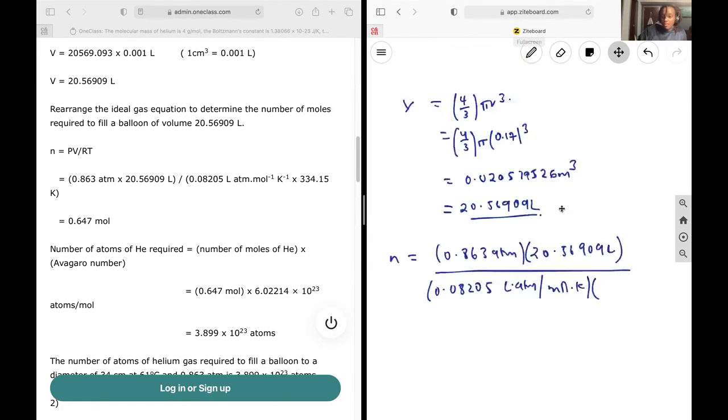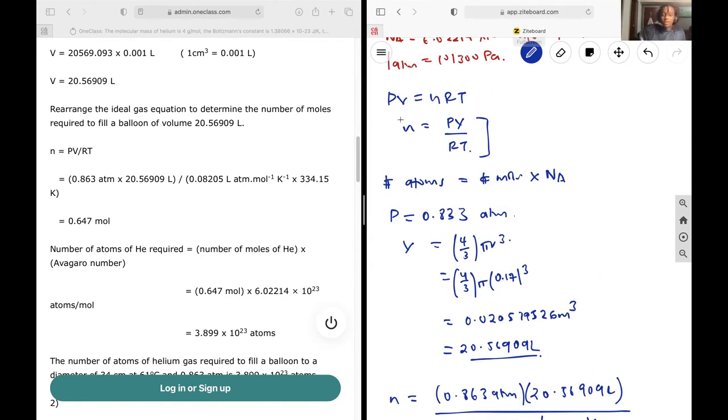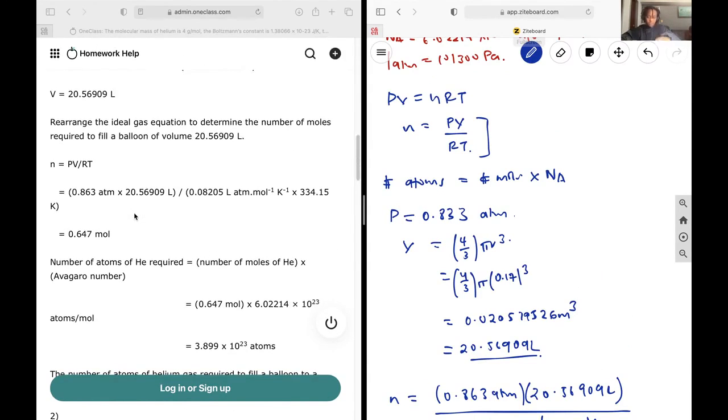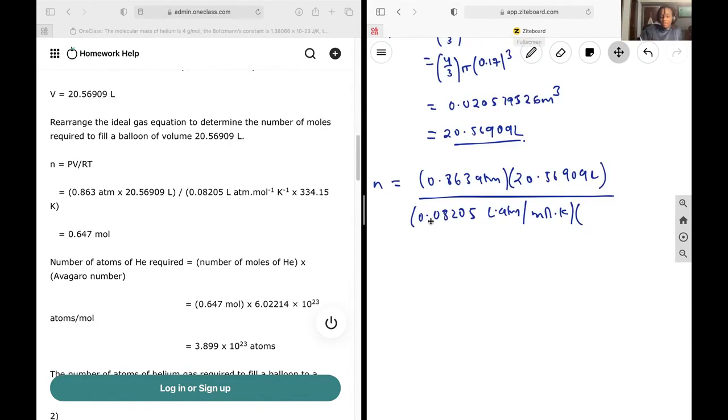And then, sorry about that, I forgot to give you the temperature. We are told that it is at 61 degrees Celsius. We're going to need to convert that to Kelvin. So it's going to be 273.15 plus 61, and that is going to give us a temperature of 334.15. And here you can just see that I used the R value that would hold unit consistency. So I had liters and atmospheres, so I'm going to have liters and atmospheres in the R value that I choose. And just recall that it's 334.15 Kelvin.